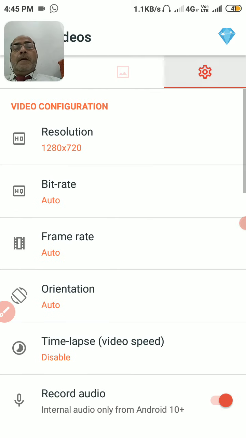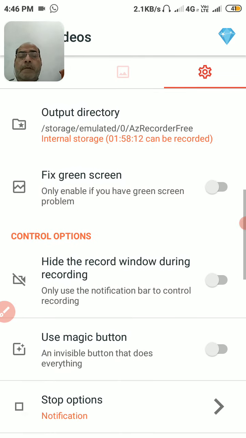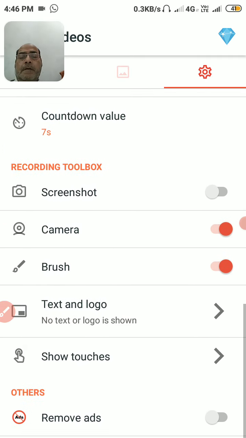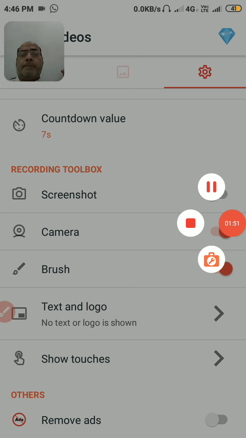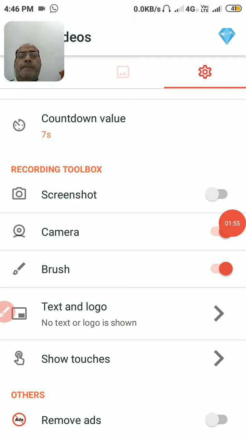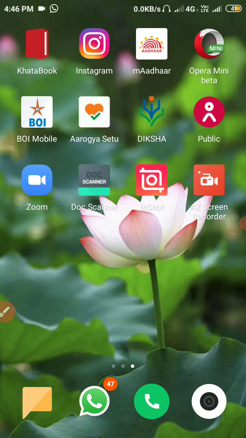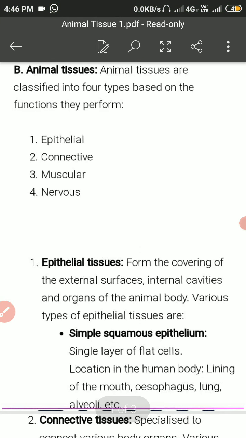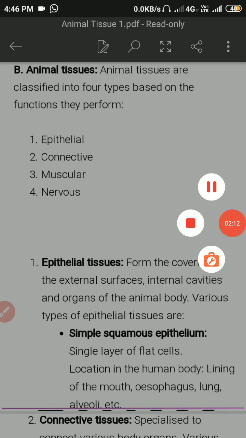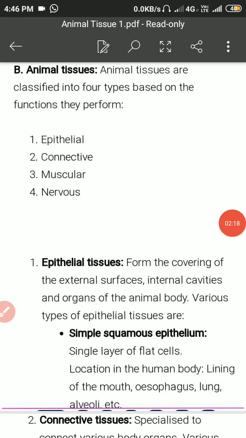Animal tissue can be further divided into four groups. Dear students, the tissues found in the animal body get divided into four groups, and these groups are epithelial tissue, connective tissue, muscular tissue, and nervous tissue. Dear students, let us start with the epithelial tissue.